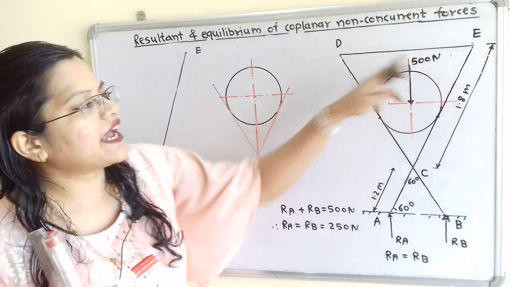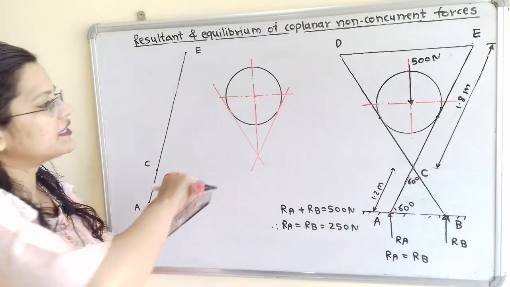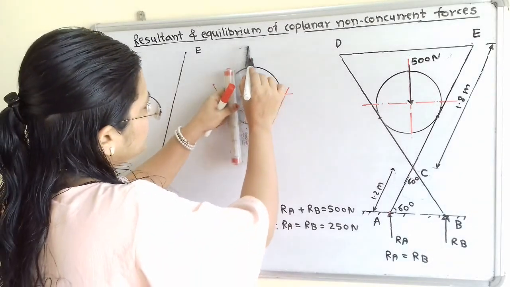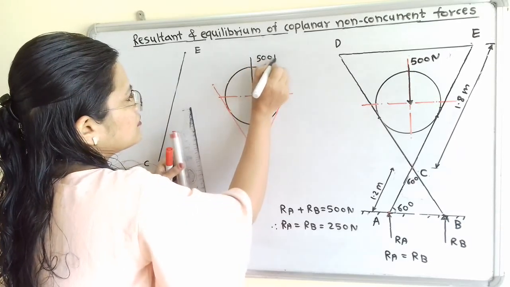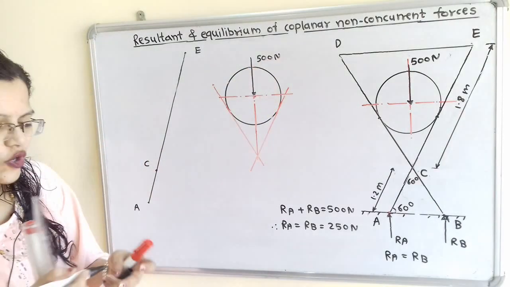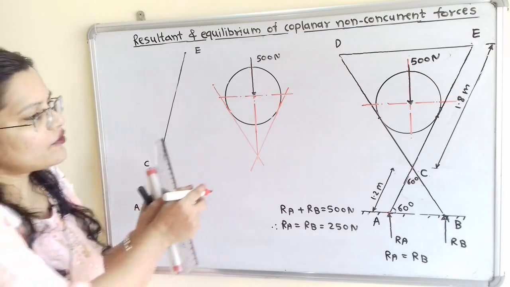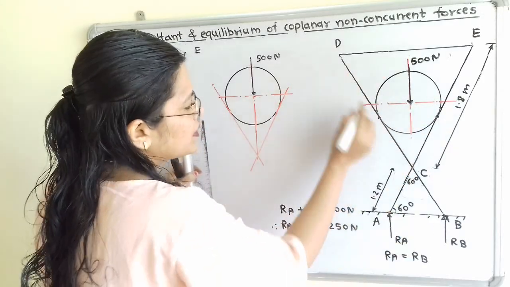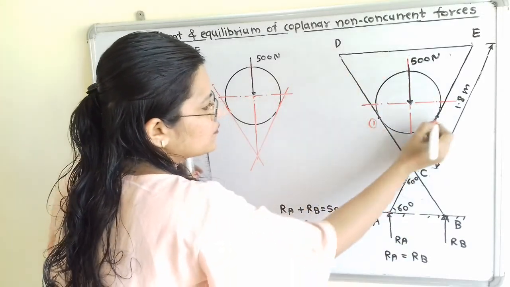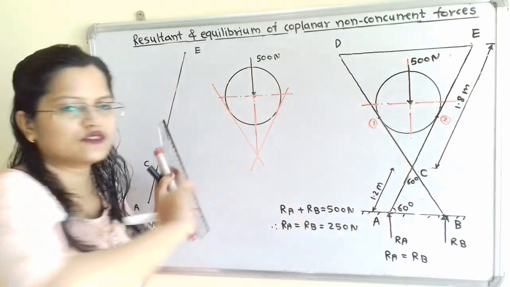Now the roller has a weight of 500 Newton, which will act in the vertically downward direction passing through the center. So we have to show this. If we observe, the roller is in contact with the cross pieces. When it is in contact with cross piece B to D, we will consider suffix 1, and when it is in contact with A to E, we will consider suffix 2.